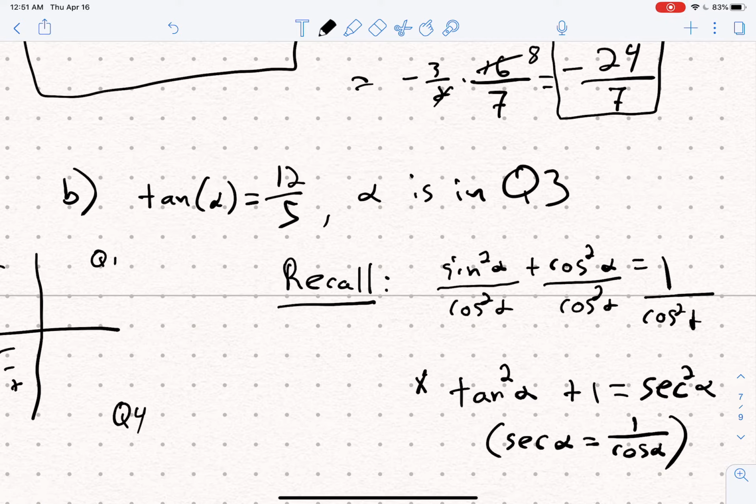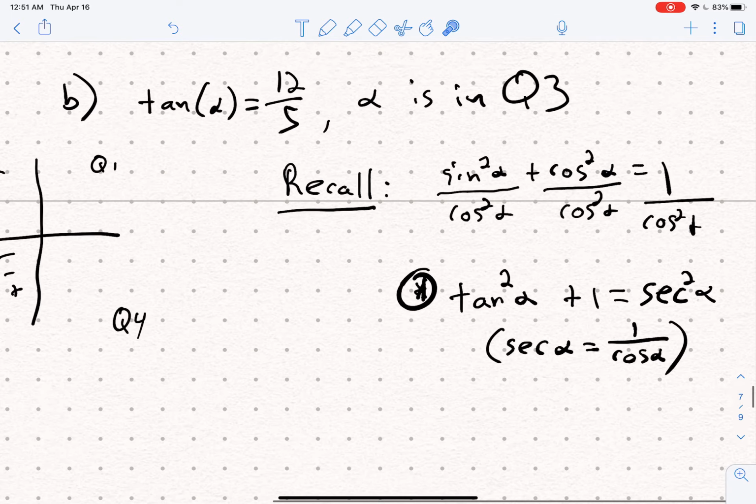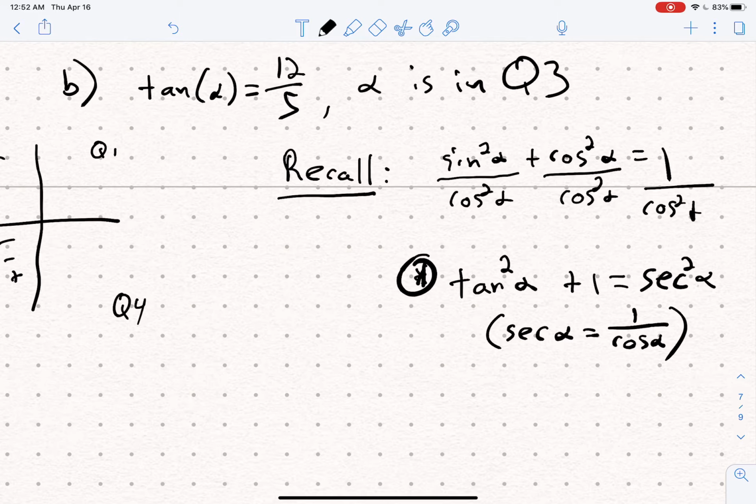How does this help us? Well, we know tangent of alpha, so we can substitute tangent of alpha into this guy, and then that will allow us to find secant. Once we know secant, we can put it in here and find cosine. Once we know cosine, we can use sine squared plus cosine squared equals 1 and find sine. So that's our strategy for finding the sine and cosine. We know tangent. Here we go. So the first thing we're going to do is find secant.